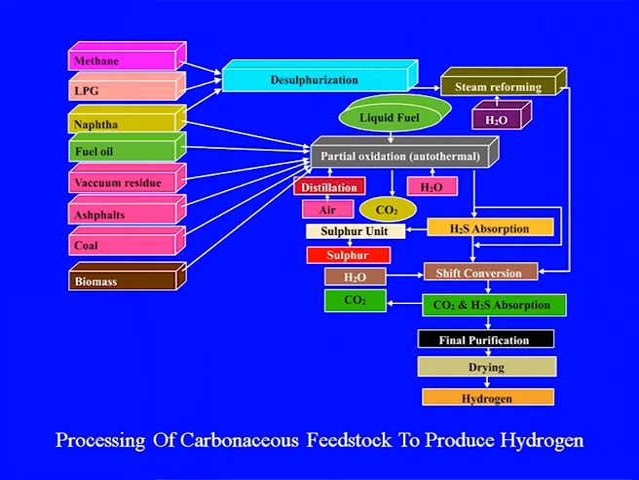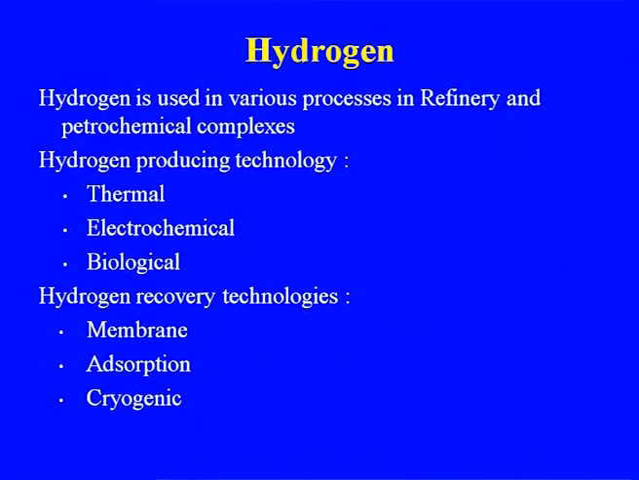So, before discussing the final hydrogen, hydrogen is used in the various processes in the refinery and the petrochemical complex. Hydrogen producing technologies are thermal, electrochemical, and biological. Hydrogen recovery technologies are the membrane, adsorption, and cryogenic separation. All these technologies are available. So, the product profile I was discussing about the methanol.